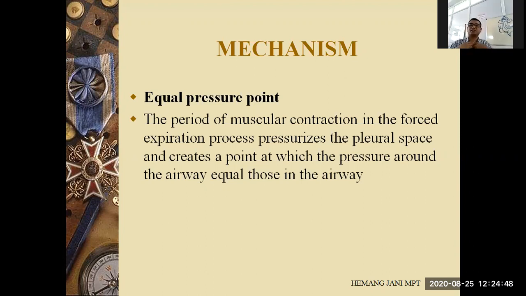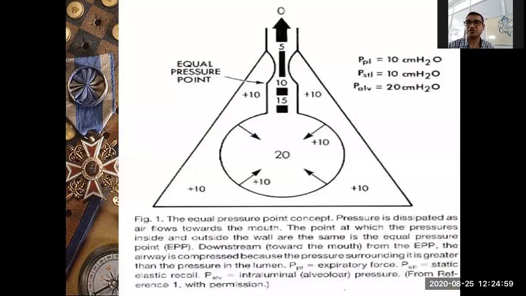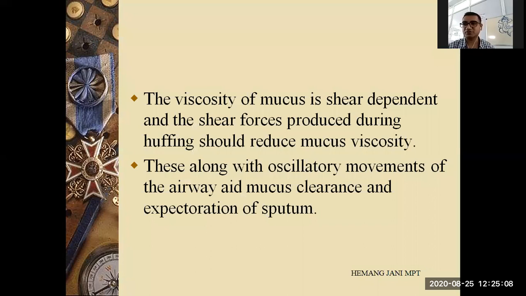If you feel that the secretion is in larger diameter airways, you take a deeper breath and go for coughing and huffing. So with the use of this theory, we can go for secretion removal. As I discussed just now, we can use this principle of the equal pressure point to remove the secretion. It creates a shear force, and with the shear force we can decrease the mucus viscosity and take the secretion out.